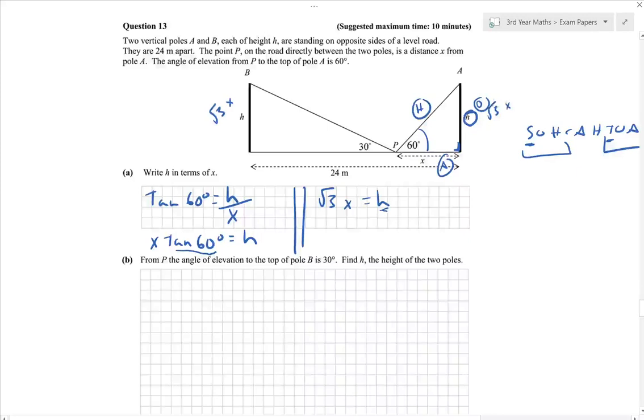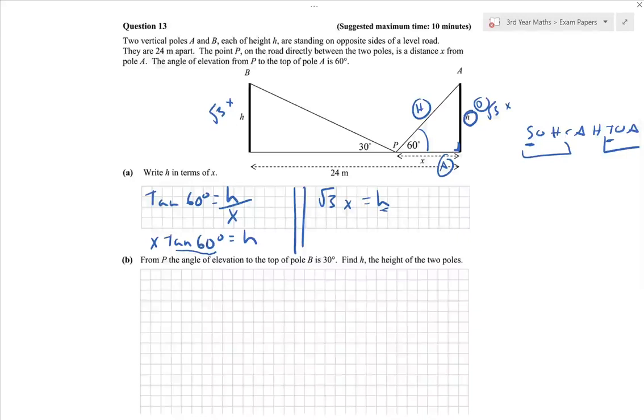From P, it's now saying the angle of elevation to the top of the pole is 30 degrees. Find h, the height of the two poles. Now, what I'm going to do first of all is I know that all of this is 24. I'm looking for the height of the two poles.